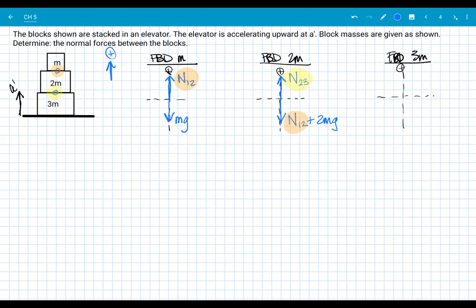And then I'll look at the 3m block. What's touching the 3m block? Well, it has the surface underneath it, the floor of the elevator, I guess, which it's sitting on. And that's exerting an upward force on it.